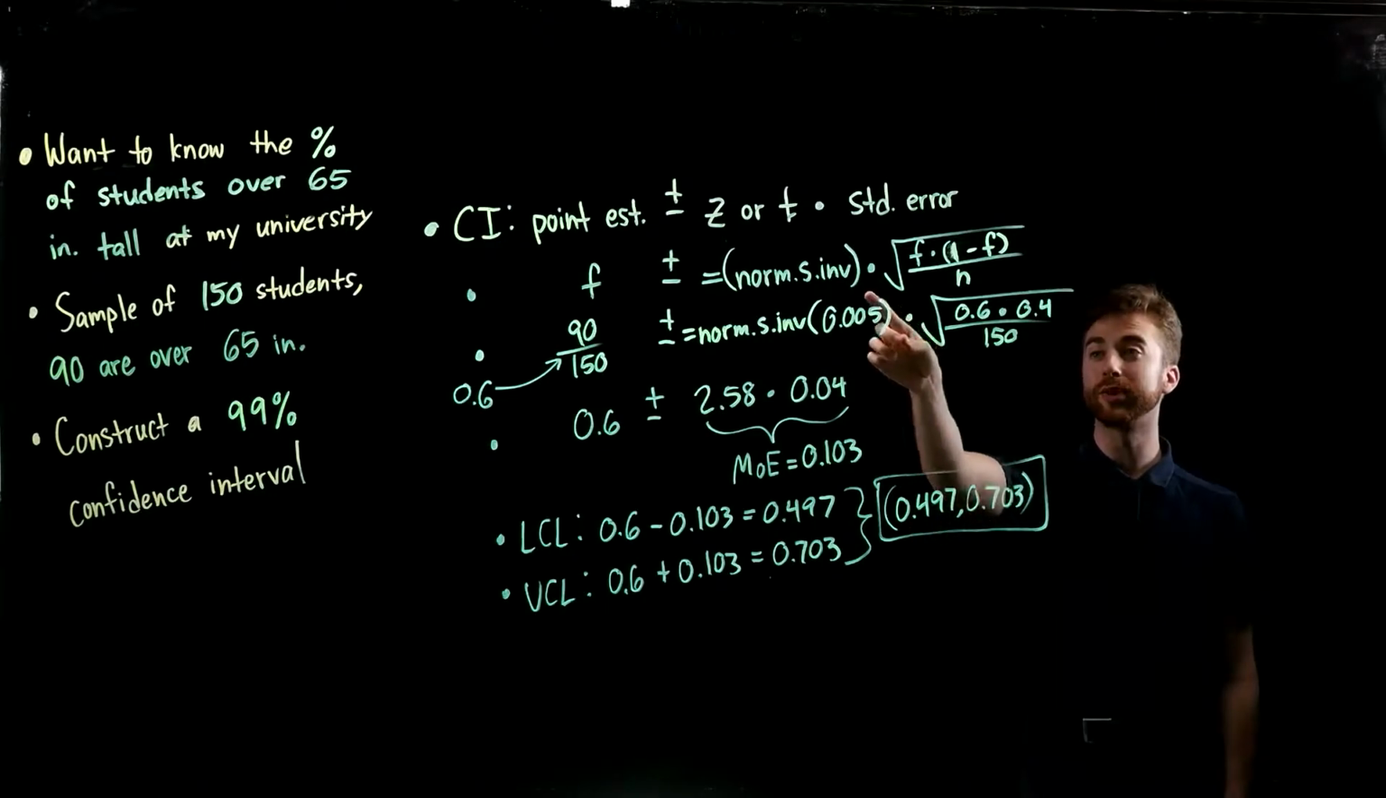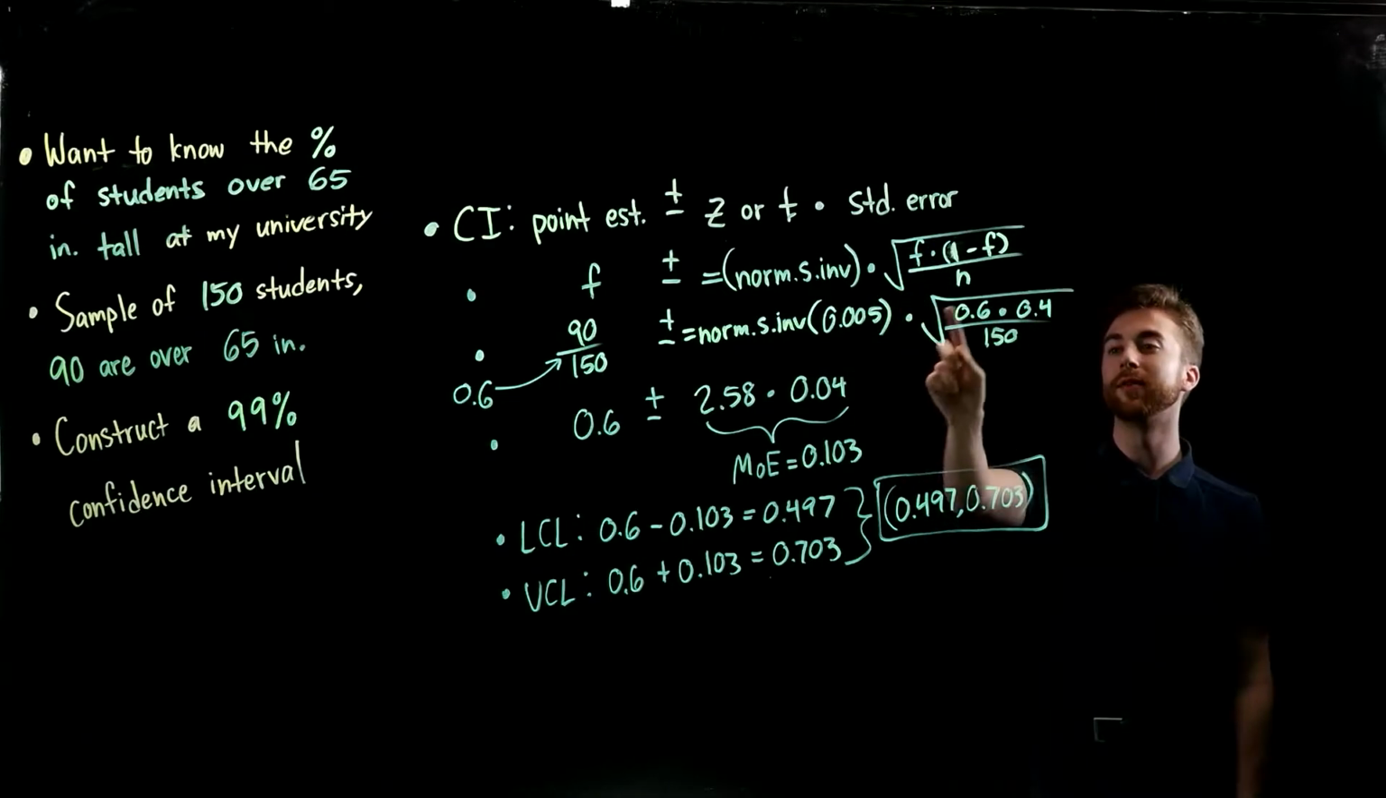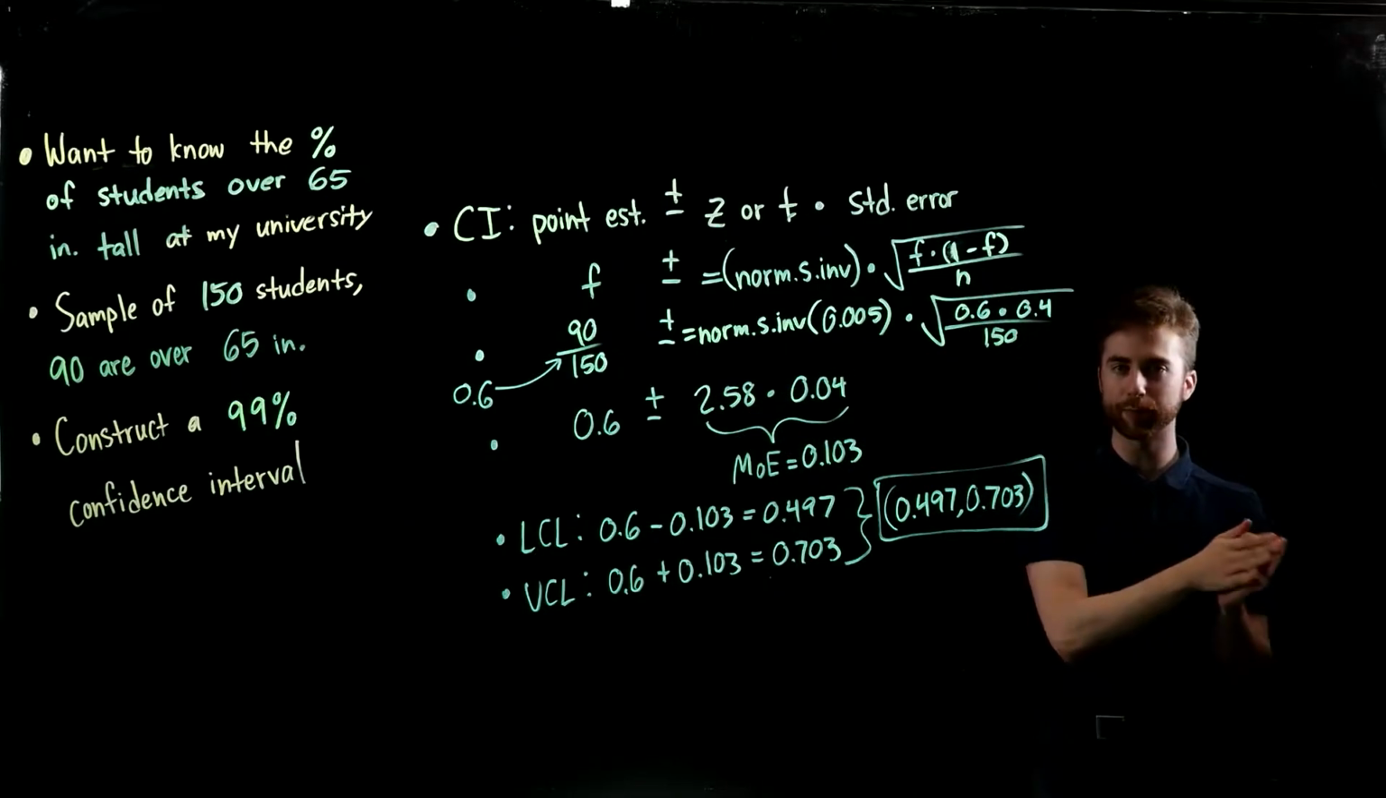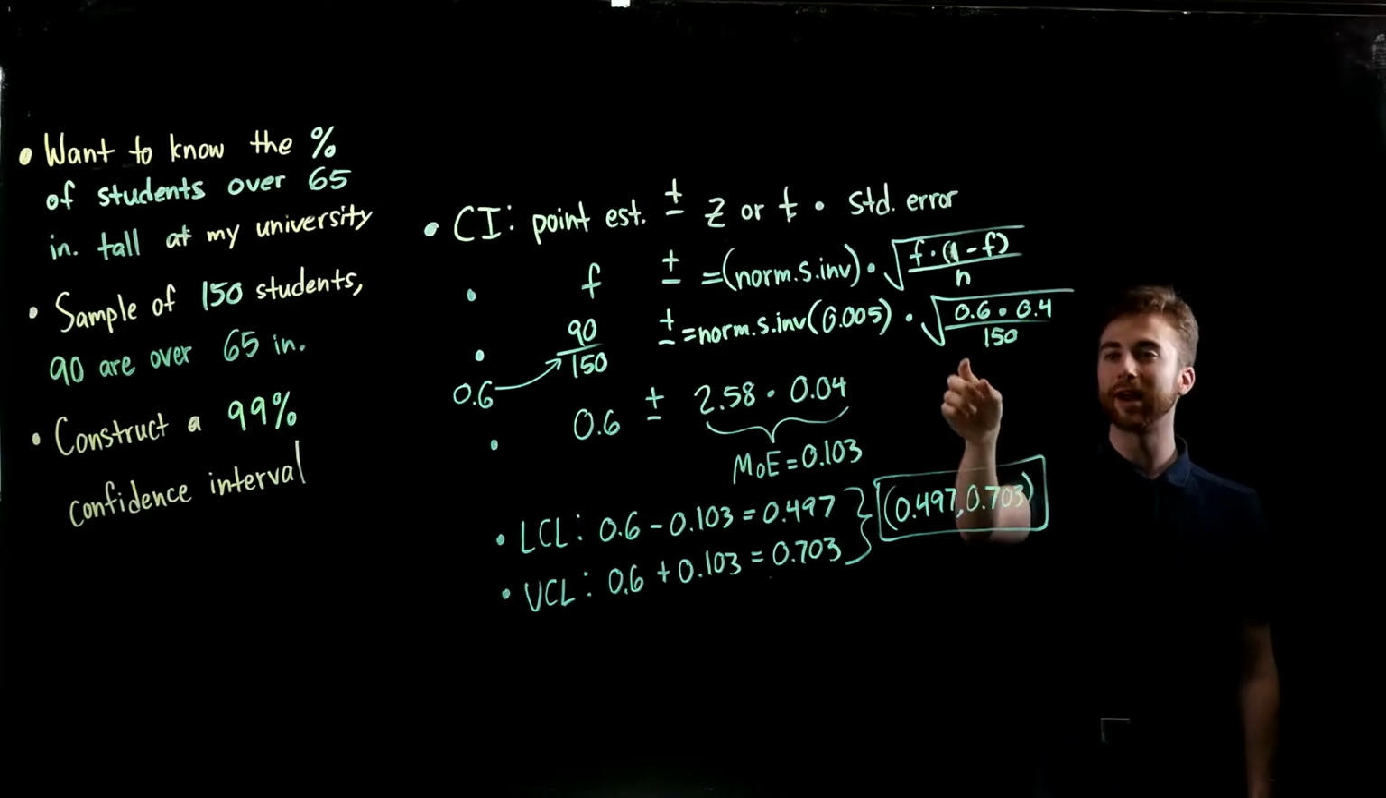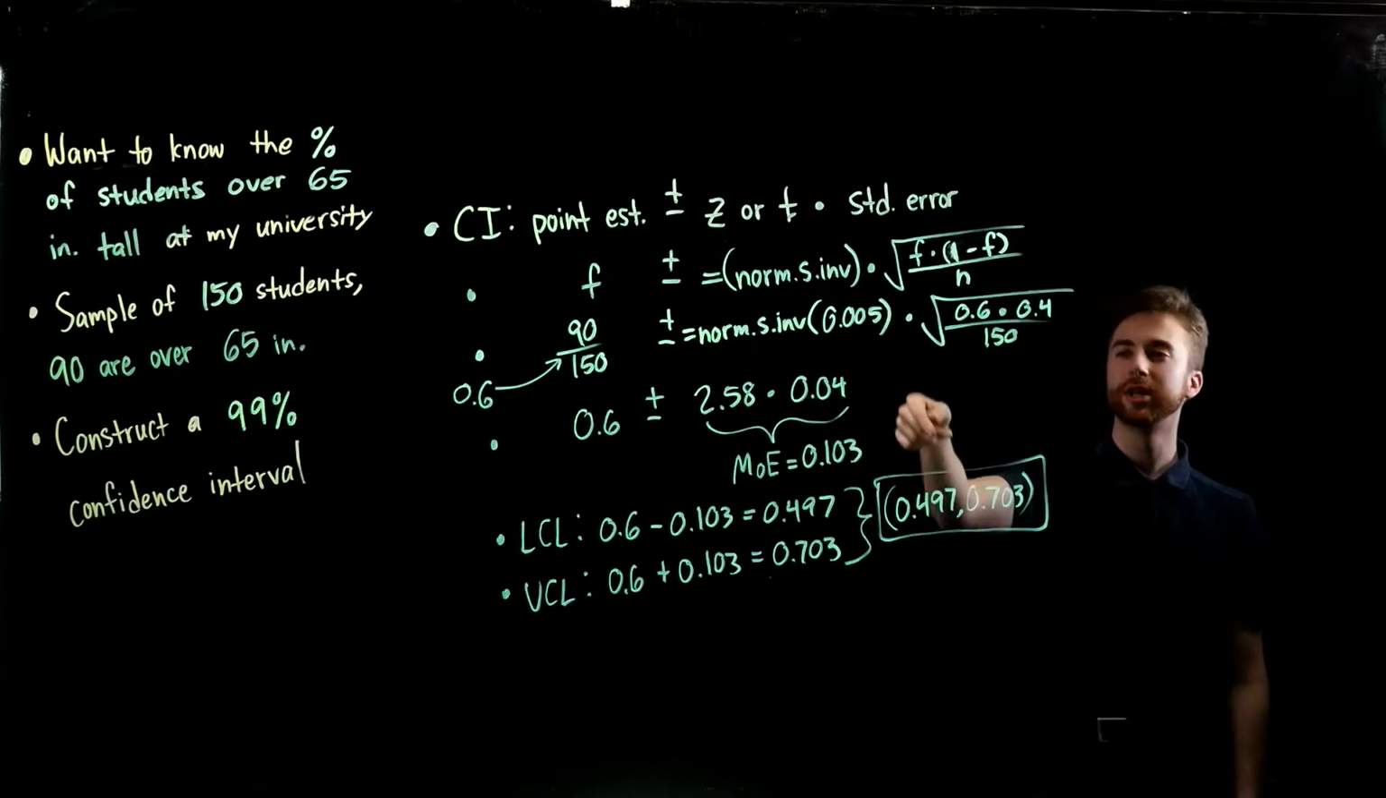And then finally, when we're dealing with the standard error, square root of f that we just identified to be 0.6, times 1 minus f, 1 minus 0.6 is 0.4. All that divided by n, which is your number in the sample, square root all of that.